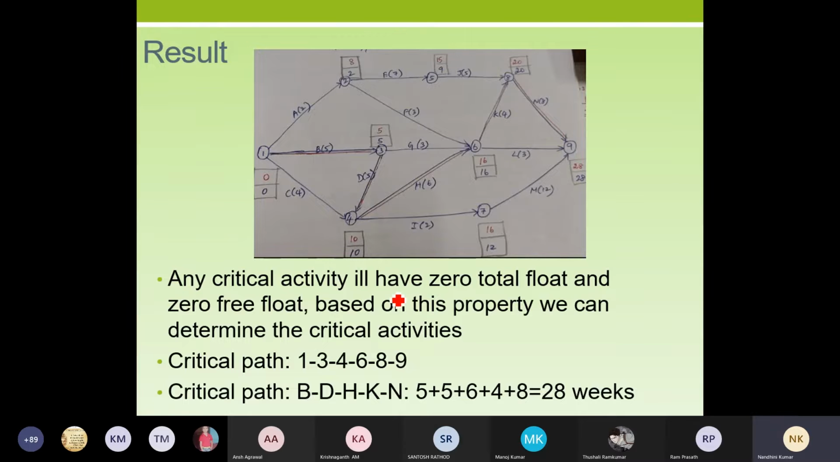Any critical activity will have 0 total float and 0 free float. Based upon this property, we determine them as critical activities. So we know this path is going to be our critical path. We have confirmed that this is the critical path by calculating the total float and free float. We know this is the critical path and it is carrying 28 weeks. So we'll move on to the next problem.